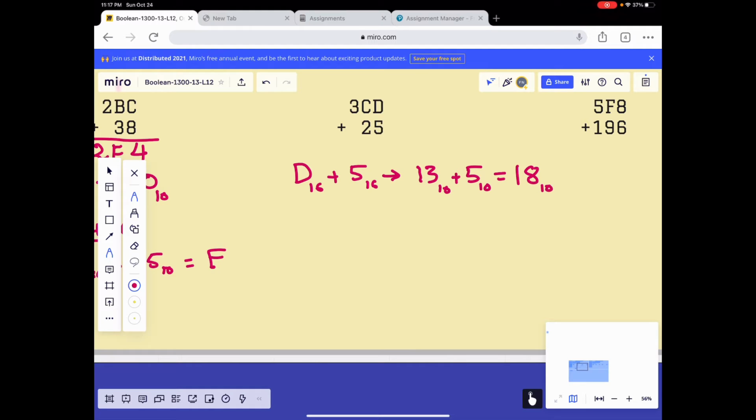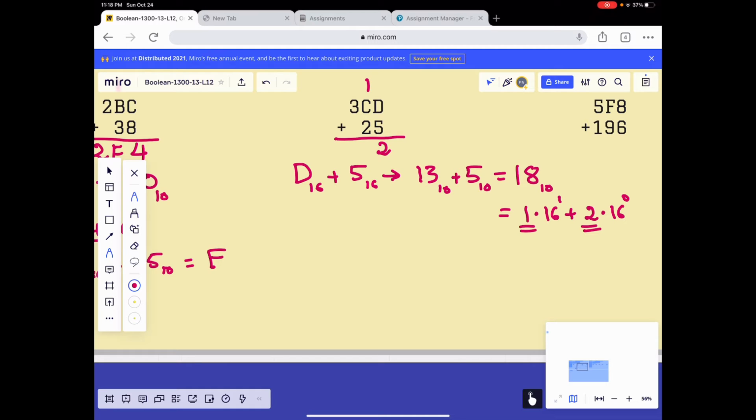Now I need to convert 18 to hexa. So I write out 18 to hexa: 1 multiplied by 16 to the power of 1 plus 2 multiplied by 16 to the power of 0. So the answer is 12. So I write down here D plus 5 equal 12 hexa, put out 2, and I carry 1.